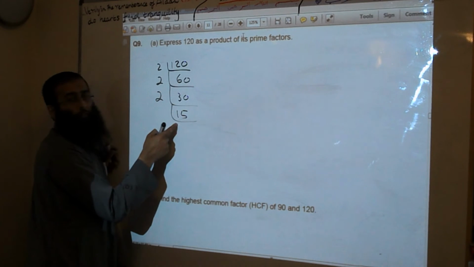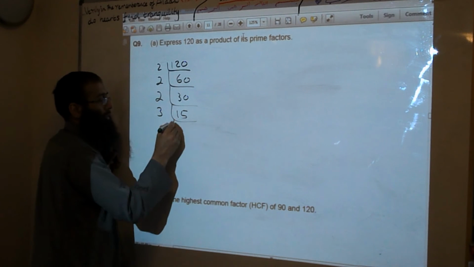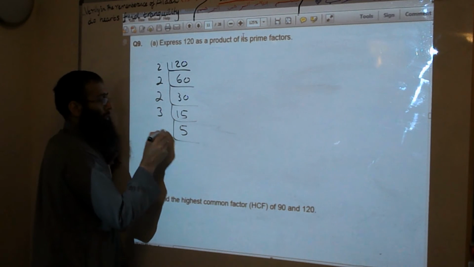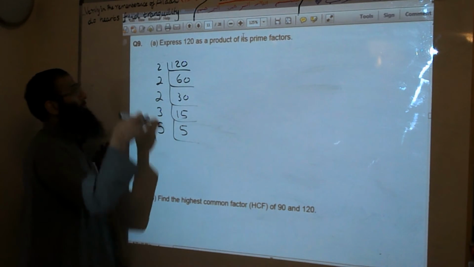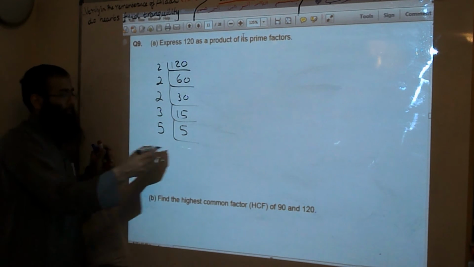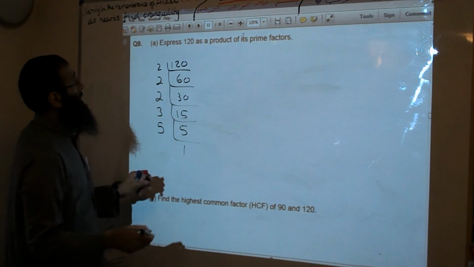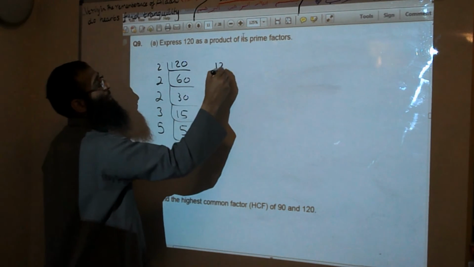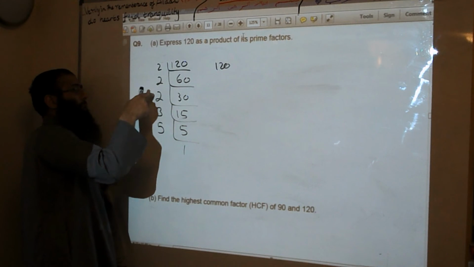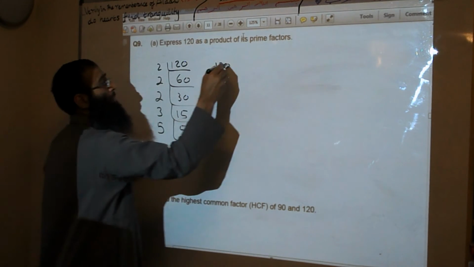Now 15 won't divide by 2, will divide by 3. That gives us 5. 5 won't divide by 3, will divide by 5. Remember, all of these numbers here are prime numbers. Stop when you get to 1. So 120 is equal to 2 times by 2 times by 2 times by 3 times by 5.